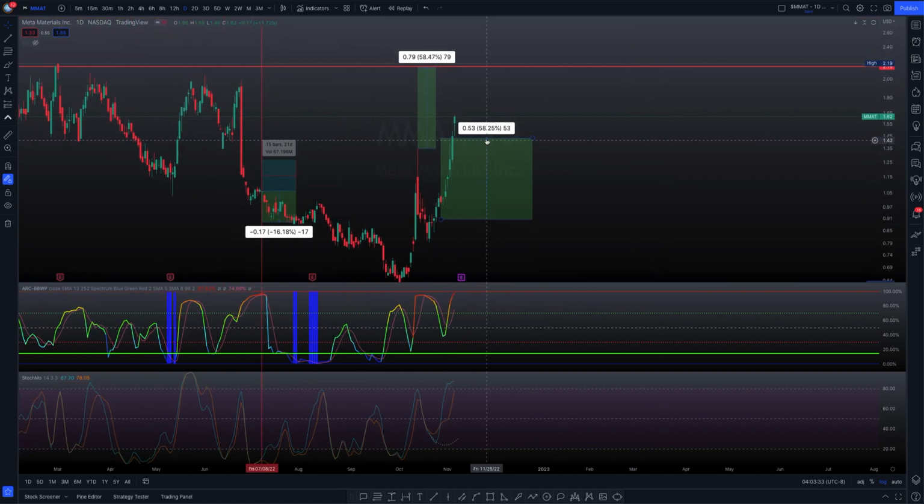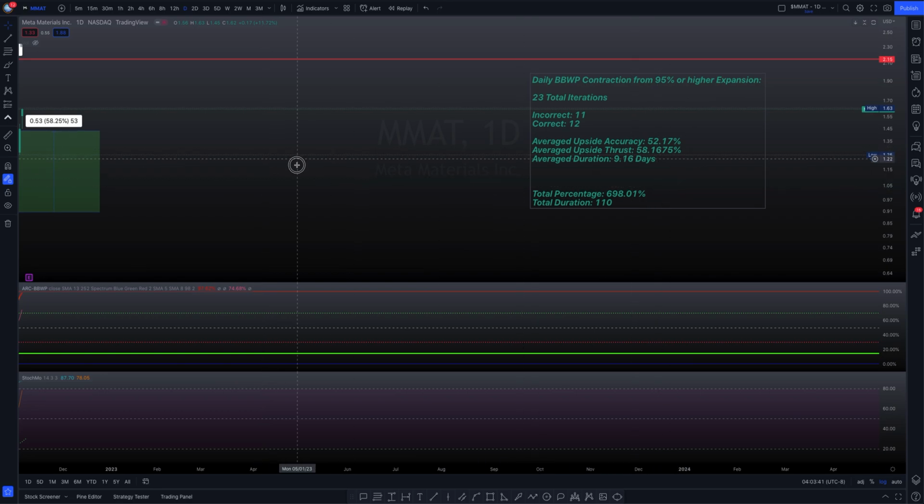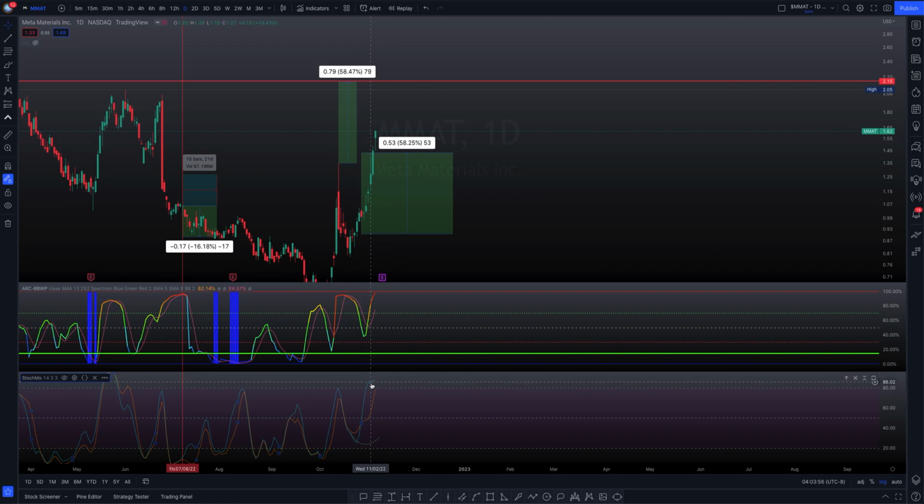So let's see, this was the move that we were looking for. The upside was 58.16, so yeah, we got the 58% move to the upside that we were looking for based on the iterations. Now it has since continued, and if you can see here, our stochastic momentum is now starting to reach a really overbought level. This is similar to an RSI, so we can use that type of terminology, you guys.